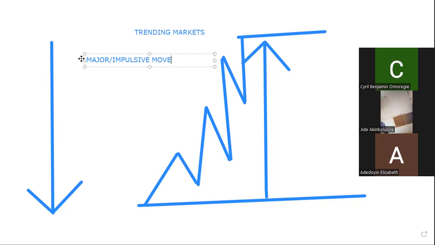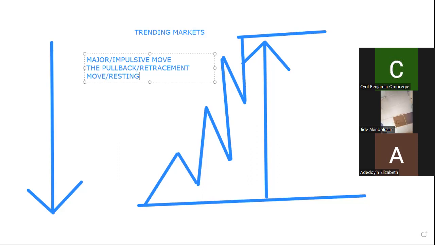While the second move is known as the pullback, also on the screen. Pullback or retracement move. Retracement move. Or you can also use this word, resting move, when the body's at rest. So, two types of move, whether it's an uptrend or a downtrend, each of them must have the major move and the pullback move, right?